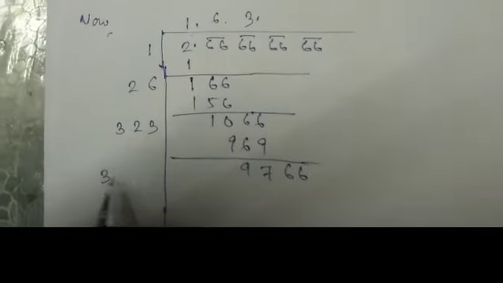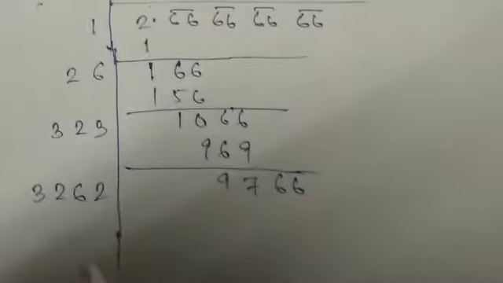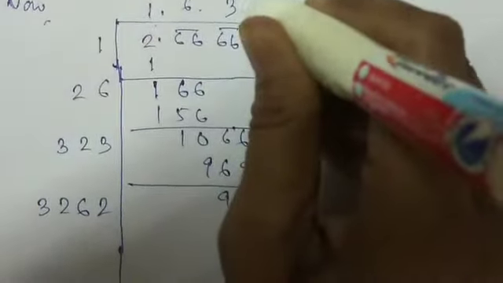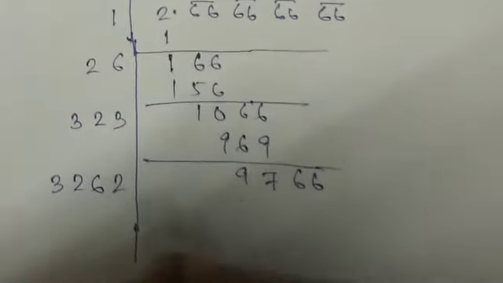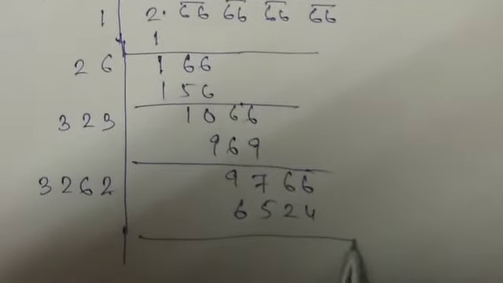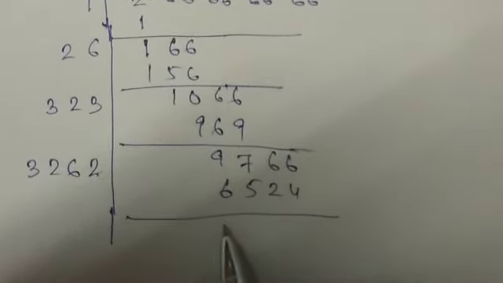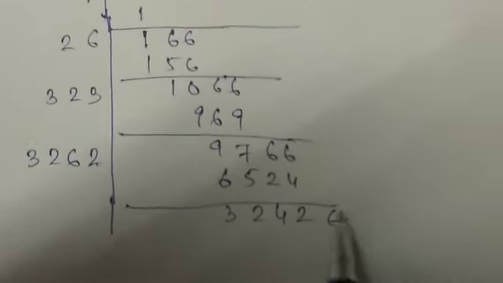And 163 you make double, 3 26. Here we will place 2. 3 2 6 2. Here by mistake a dot is placed. We need to multiply it by 2, so it comes 6 5 2 4. So when subtraction is done, that is 2 and 1 pair comes.